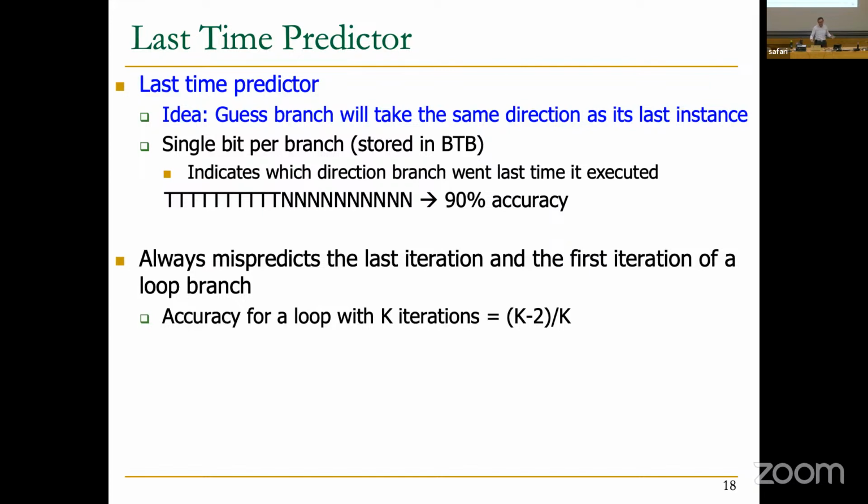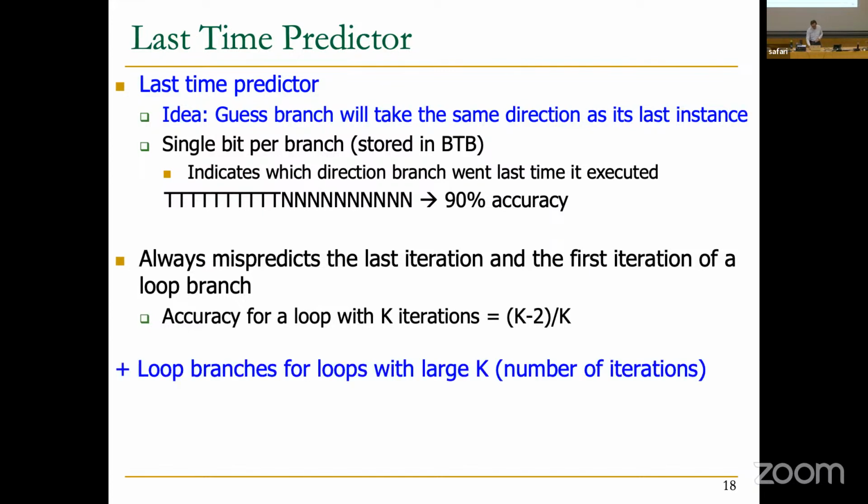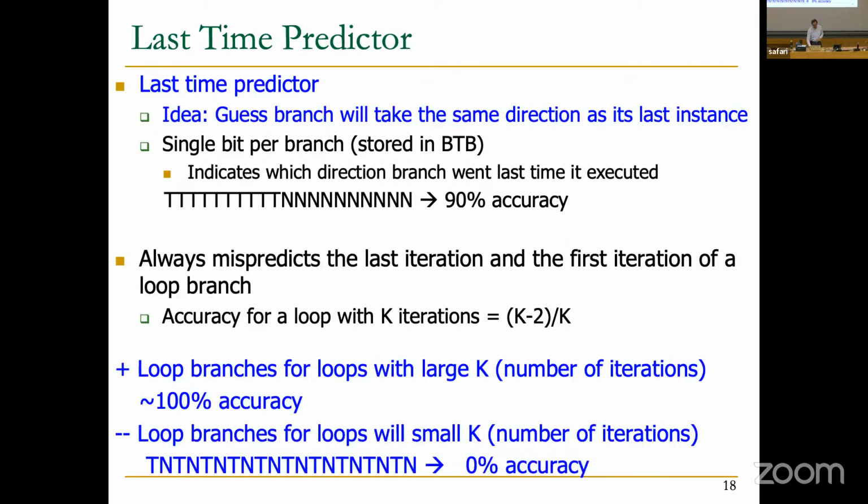Now, this is not bad if k is very large, clearly, right? As k goes to infinity, this value gets close to 100%. Unfortunately, as k goes closer to 0, you get closer to 0%, basically, which is worse than static prediction, right? So this is not ideal, as you can see. So you hope that these sorts of branches don't exist, but unfortunately they do.